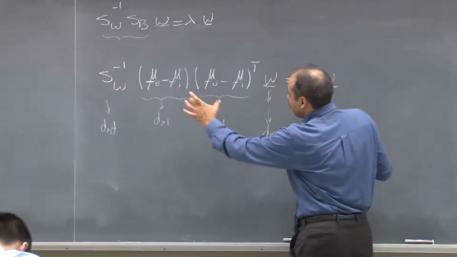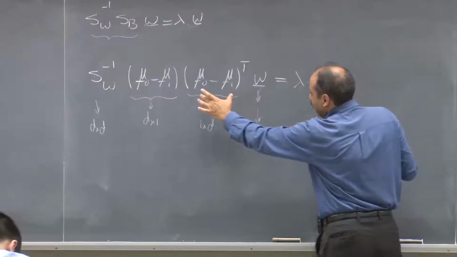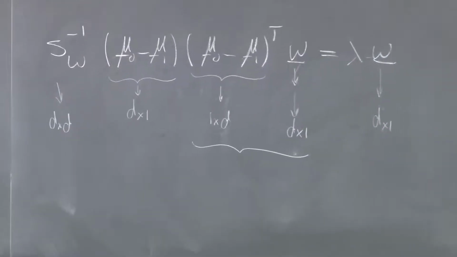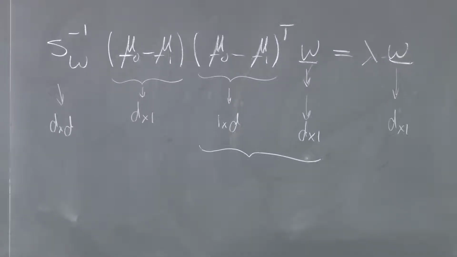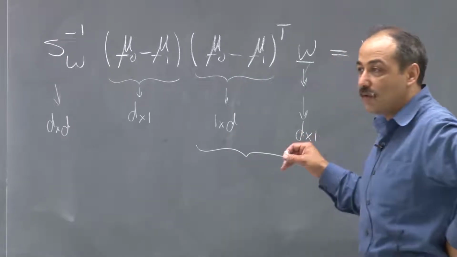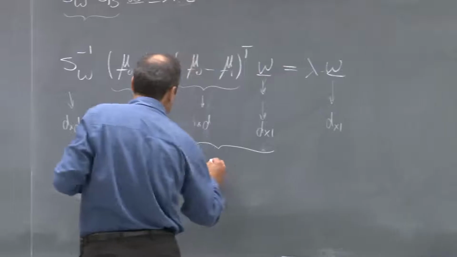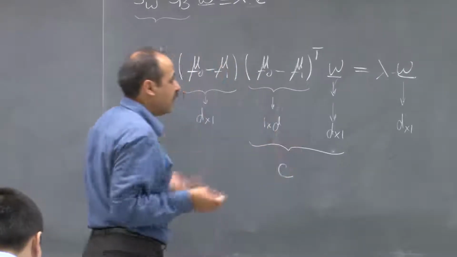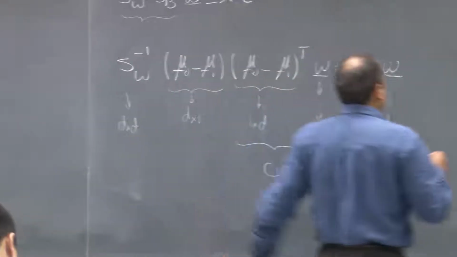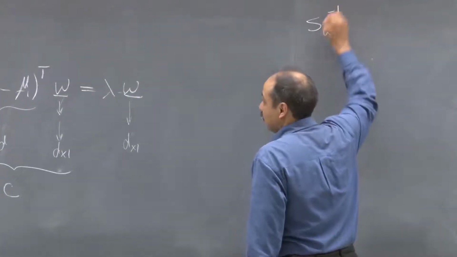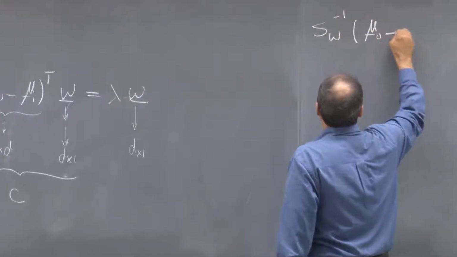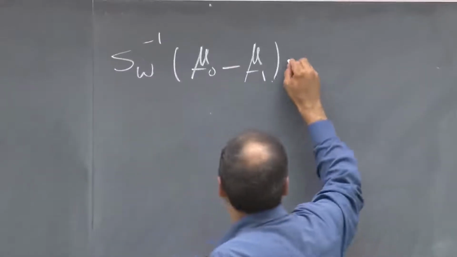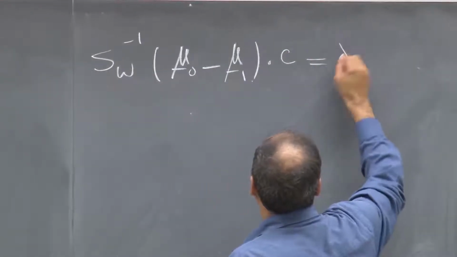But if I write what SB is, I can look at this part. I have a 1 by D vector times a D by 1 vector. A 1 by D vector times a D by 1 vector would be a scalar, right? So here I have a scalar. Let's call this scalar C. It's a number. So then I have SW inverse times (mu0 minus mu1), times a scalar, which I don't know what it is, equal to lambda, which is another scalar, times W.